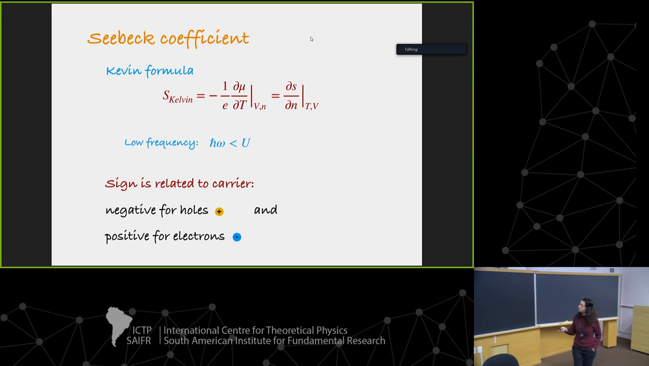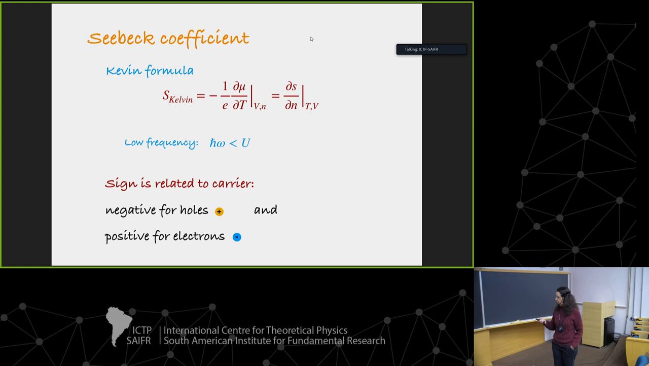So now I turn to the Seebeck coefficient, which is what we really want to point out here. We use Kelvin's formula, which is a way of extracting it from the entropy. This works at low frequency, so when correlations are large enough. One very important thing is that the sign of the Seebeck coefficient is related to the carrier. For a negative sign we have holes, and for a positive sign we have electrons. I have placed this plus and minus on the plots to make it easier to see.